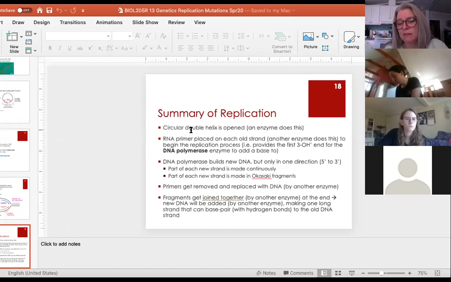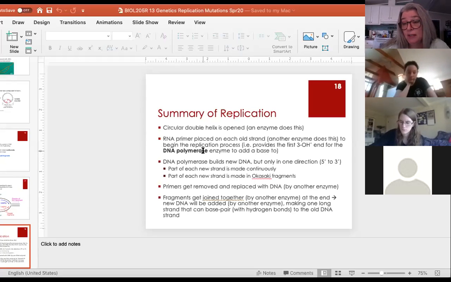So you have to open up the double helix. You have to put a primer down, and then the DNA polymerase enzyme can come in and build DNA. And the way it knows how to do that is by using the old DNA. It builds a complementary strand. So it essentially reads the old DNA. If there's a G in the old DNA, the enzyme lays down a C. If there's a T in the old DNA, the enzyme lays down an A. And it just keeps doing that all the way along the length of that old strand.